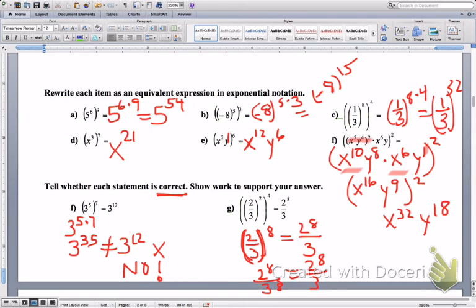Again, these are not equal because the right one has an exponent of 1, where the one on the left has a power of 8 on the 3. So this is going to be another no, not equal. So they're not equivalent. All right, that's just a few examples.